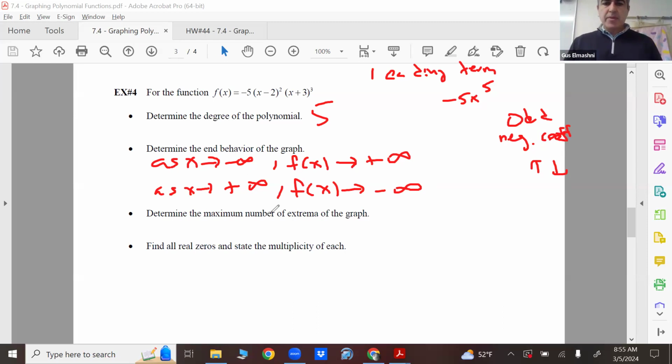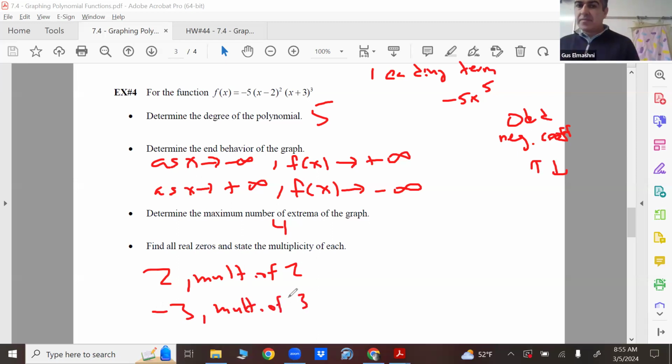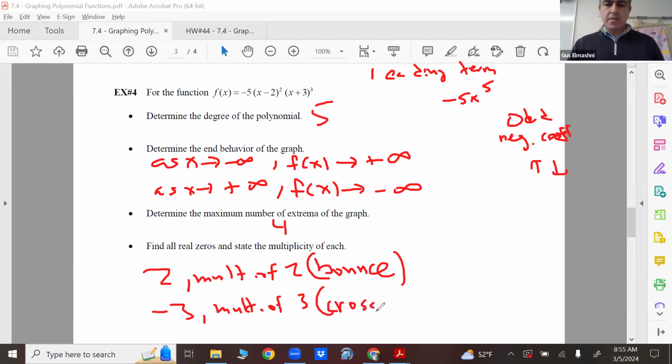Determine the maximum number of extrema: 4. Find the real zeros: 2 with a multiplicity of 2, and negative 3 with a multiplicity of 3. Okay, so this will be a bounce. Well, that'll be a cross. Okay, we're good? All right.